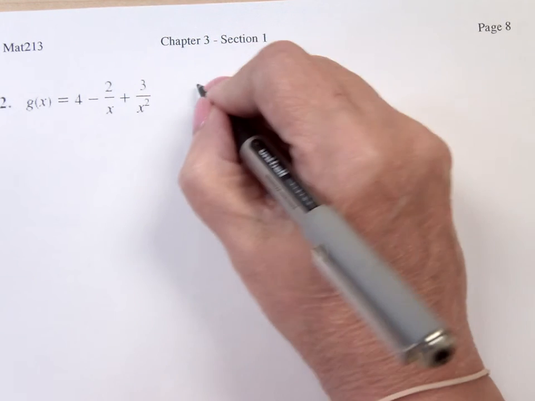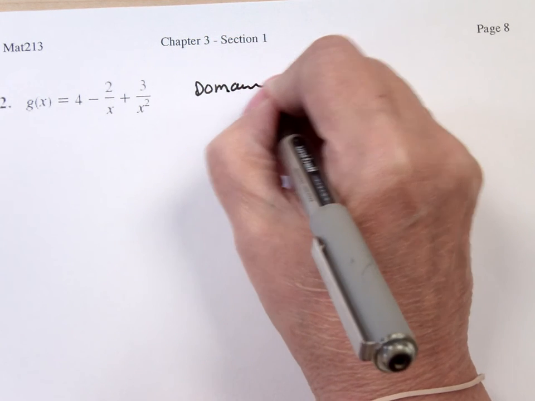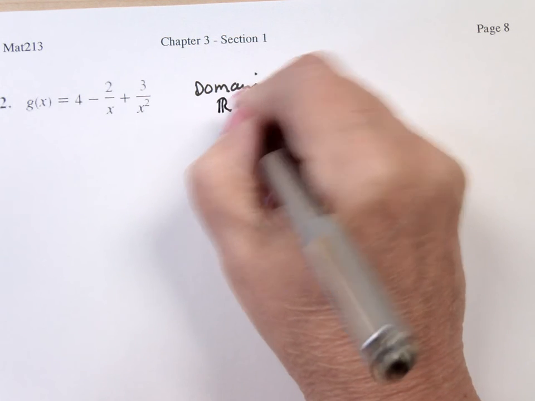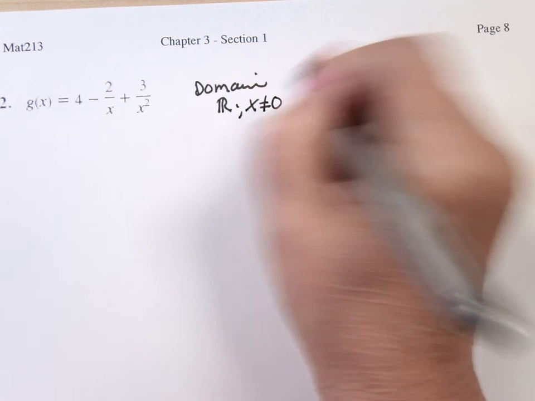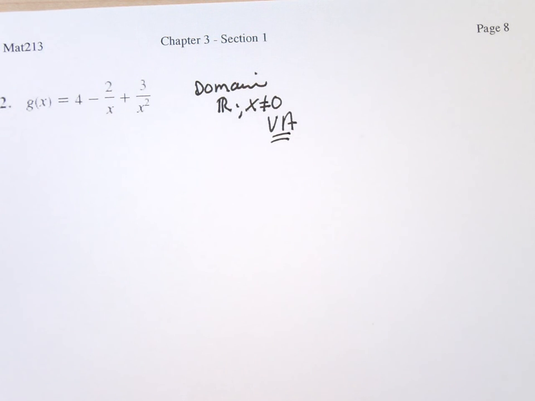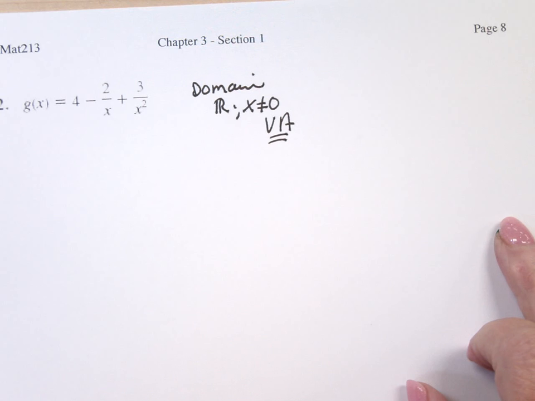Well, first thing is I want to go after the domain. What's the domain? What's the domain? What can x not equal? 0. At x equals 0, we have a VA. We have a VA at x equals 0.